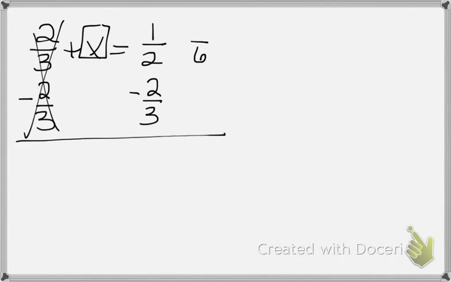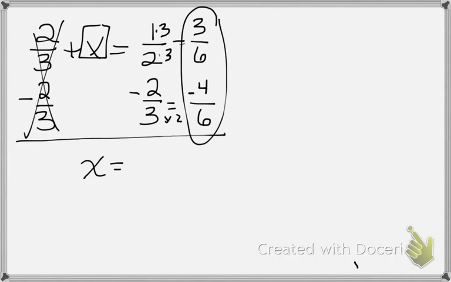6 is my denominator, to find equivalent fractions. Let's see, 3 times 2 is 6, so 1 times 3 is 3, 3/6. So 1/2 is now called 3/6. And negative 2/3, when you multiply top and bottom by 2, you get negative 4/6. All right, now 3/6 minus 4/6 gets negative 1/6.